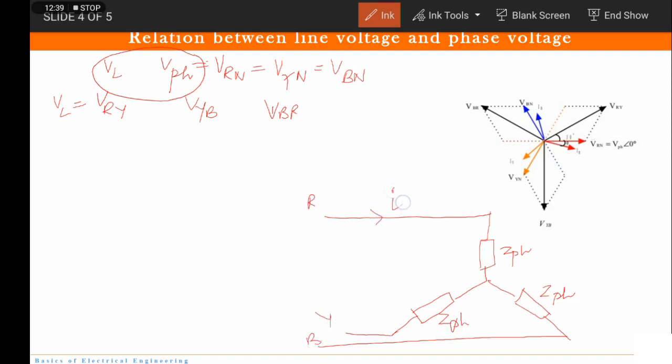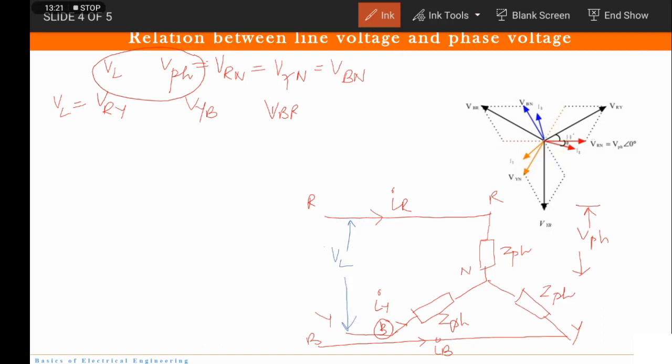Here we have current IR, IY and IB. Okay. This point is R, this is neutral, this is Y and this point is B. Fine. So what is my phase voltage? This is my phase voltage. But what is my line voltage? I shall use another color so that it is clear. Yes, so this is the line voltage.